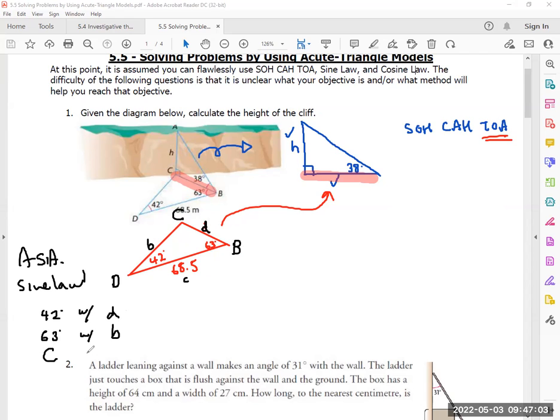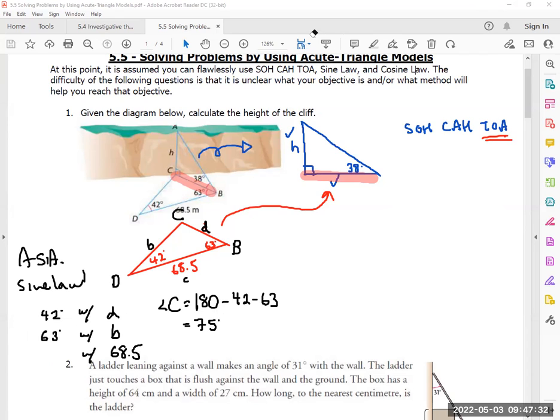And angle C is with 68.5. Going back to our sine law, I think we can find angle C. So angle C is equal to 180 minus 42 minus 63. That gives us 75 degrees.